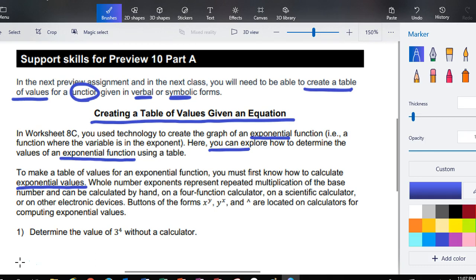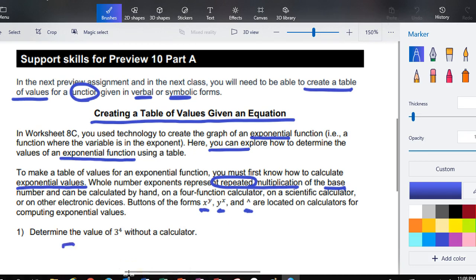Whole number exponents represent repeated multiplication. That's a big deal to write down. It is repeated multiplication, and it's a repeating of the base number. We can do it by hand, on a calculator, many types of devices, but you need to find a key like one of these on your calculator, or maybe something different on your calculator. So you might have to search the internet for your calculator's button or look at the manual, but you need to find what's going to be on your calculator to compute exponential.